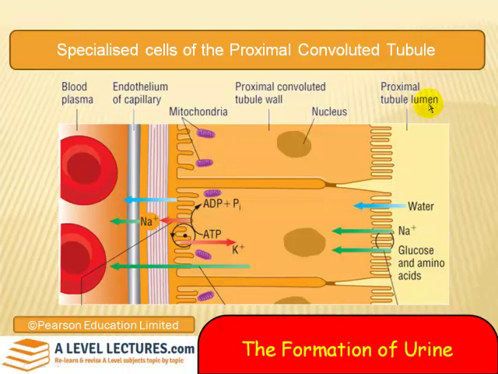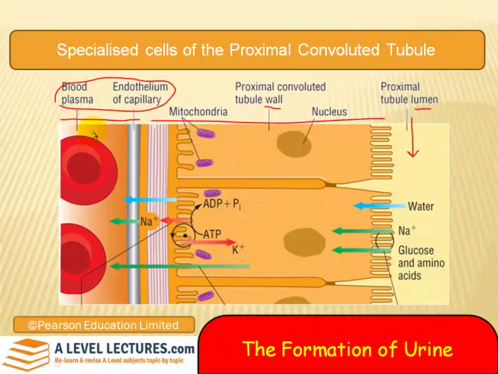Now this is the lumen of your PCT. Lumen is a fluid filled space inside your PCT. This is where all your filtered stuff is currently passing. Water, glucose, amino acids, all going down here. This bit is the wall of your PCT. In there you've got nucleus, you've got mitochondria. Over here is your capillary. You can see you've got the endothelium of your capillary, and you've got the lumen of your capillary, the blood plasma with red blood cells. So make sure you can clearly make out what's what in this situation.